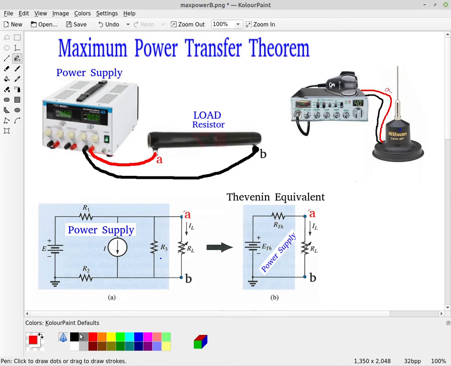to our load. If we're thinking about this antenna example over here, here are my nodes A and B for the antenna. The idea is that we want to get the maximum amount of power possible to the load. So the question becomes, what value of load resistance is going to give me the maximum power?